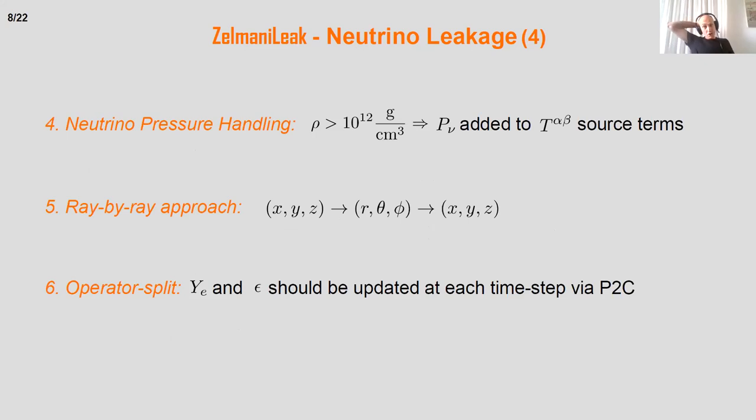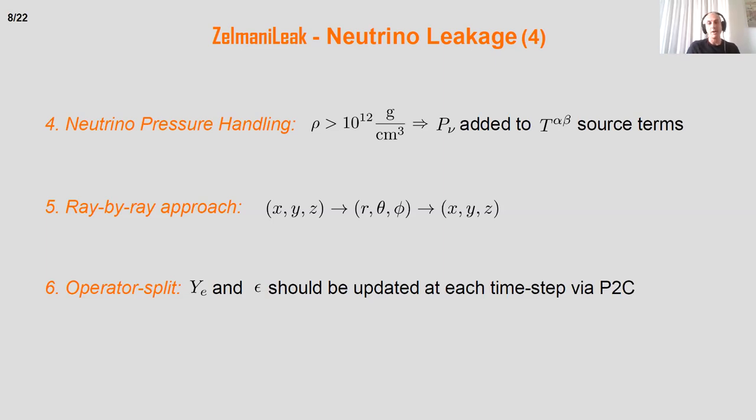The neutrino leakage scheme implemented in ZelmaniLeak also allows you to deal with the change in the pressure that may happen because of the production of neutrinos. So basically, there is a term, P_nu, which comes from the neutrinos that should be considered in the stress-energy term. This is non-trivial.